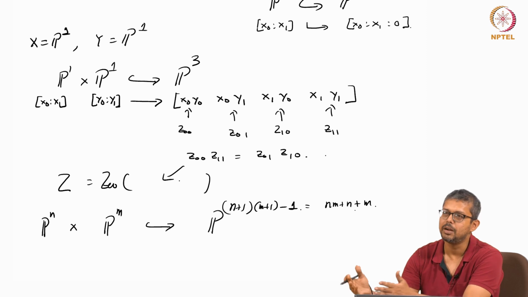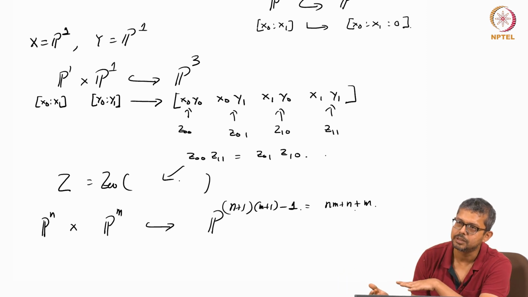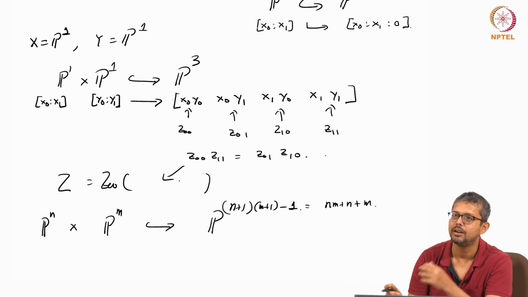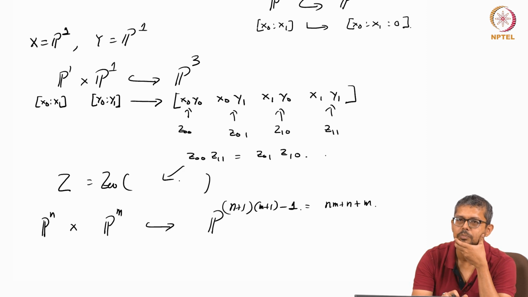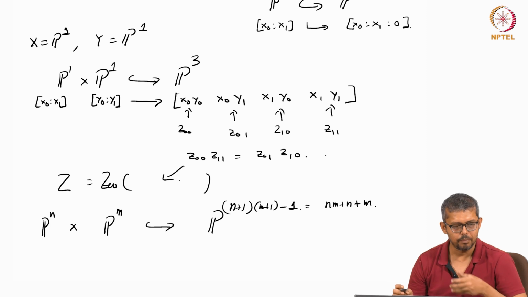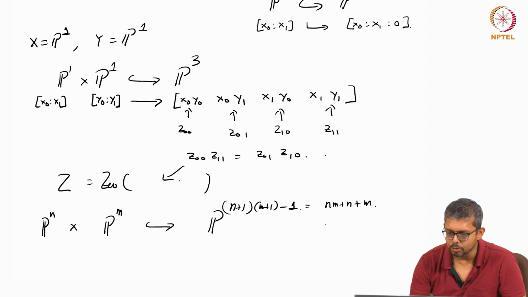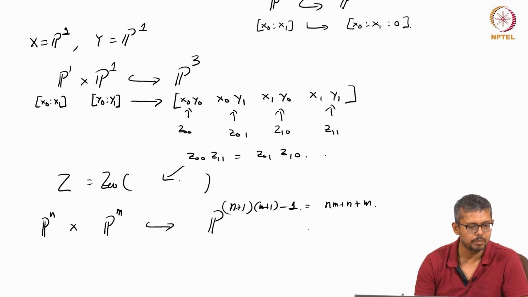Of course, you can embed it into some bigger projective space. That is fine, but this is what you can define naturally. I am not choosing anything else, only the number of coordinates in P1 and the number of coordinates in Pm. So how do you do this more generally?